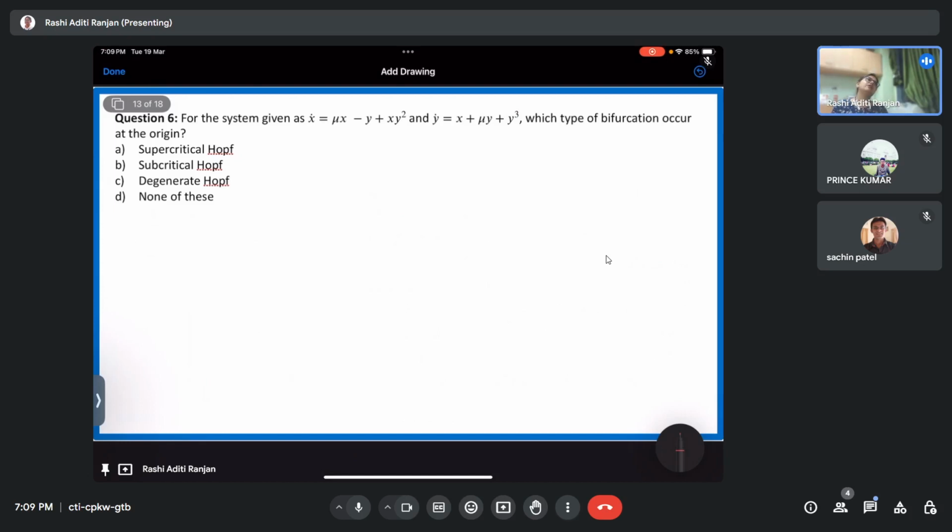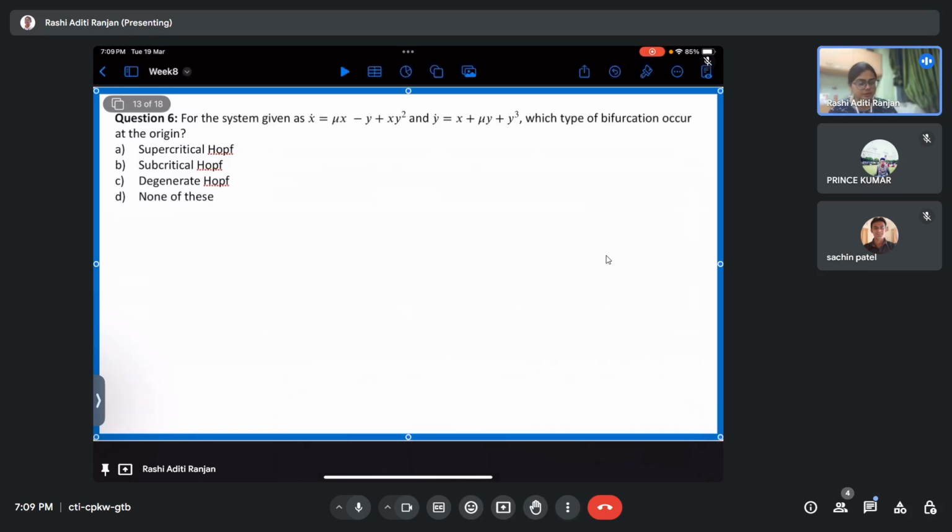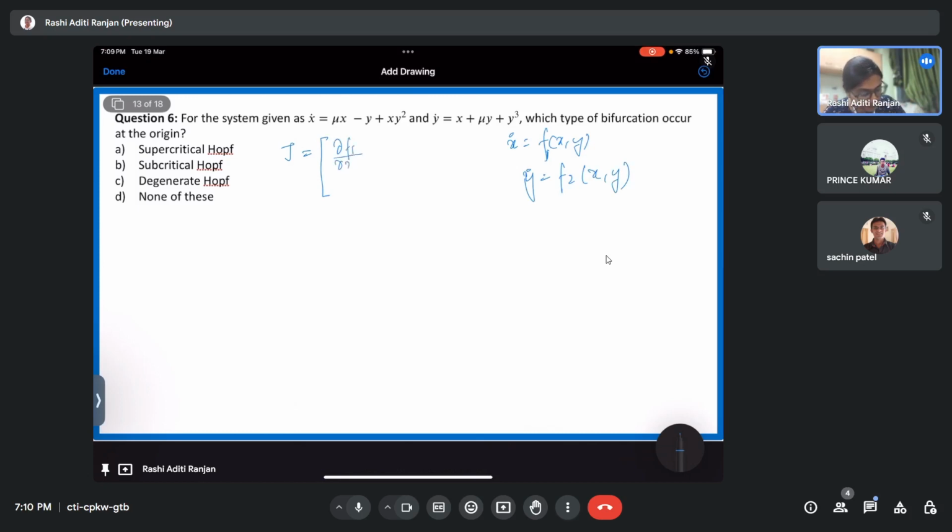Now, if you remember, for this kind of bifurcation the best way is that I calculate the Jacobian, right? So first I'll try to calculate the Jacobian. What is going to be my Jacobian? If my x dot is equal to f1 of x, y, and y dot is f2 of x, y, then my Jacobian could be given as del f1 by del x, del f1 by del y, del f2 by del x, and del f2 by del y. So this was my Jacobian, right?